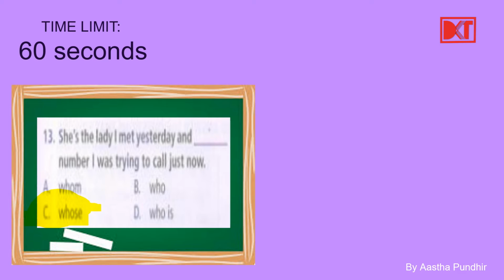Why whose number? Because here whose is used when we are talking about the possession or belongingness of someone. Like here we are referring to number is the noun, and here we are referring to this lady to whom this number belongs to. So we are talking about belongingness and ownership, so we'll be using whose.